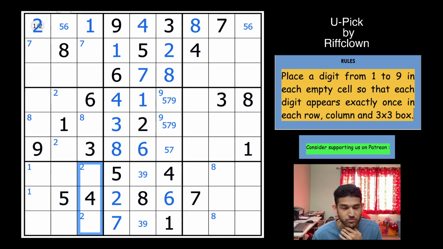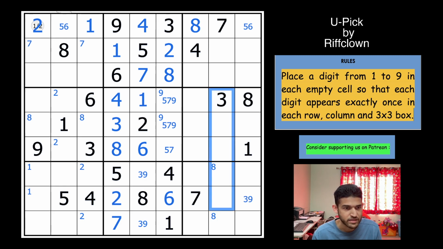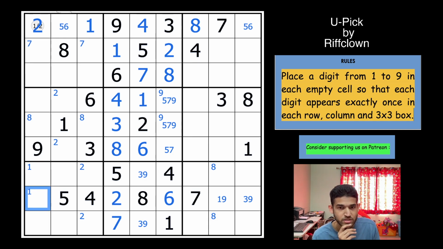I think we may need to make some more candidates here. Let's start with row 8. Left out digits are 1, 3 and 9. This can't be 1, so it's 3, 9. 3 can't be here, so this is 1, 9, and 9 can't be here, so this is 1, 3.